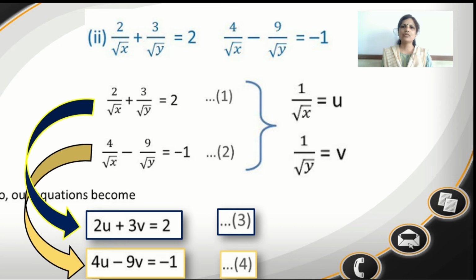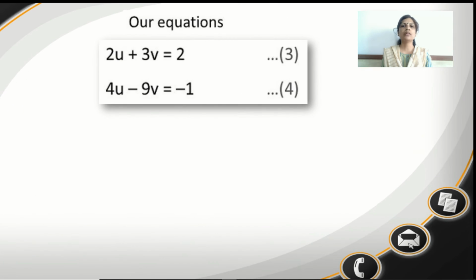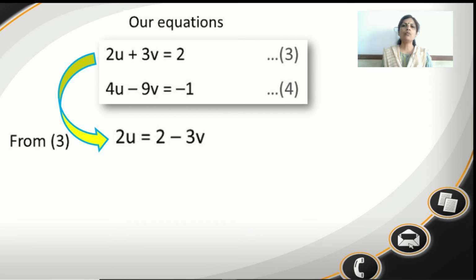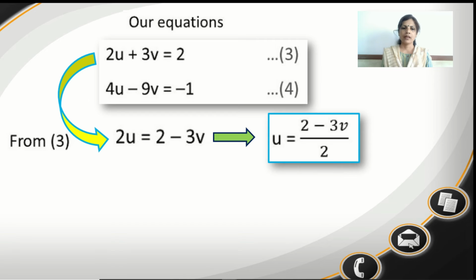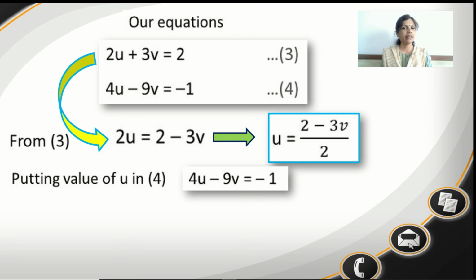Alright, now solving these two equations is easy for us. These are two equations which we have made. Now how to solve it? From equation 3 we will write 2u is equal to 2 minus 3v. So that will give us the value of u as 2 minus 3v upon 2. So this value we will put in equation 4, and our equation 4 is 4u minus 9v is equal to minus 1. So 4 in the bracket we will substitute the value of u, which is 2 minus 3v upon 2, minus 9v is equal to minus 1.